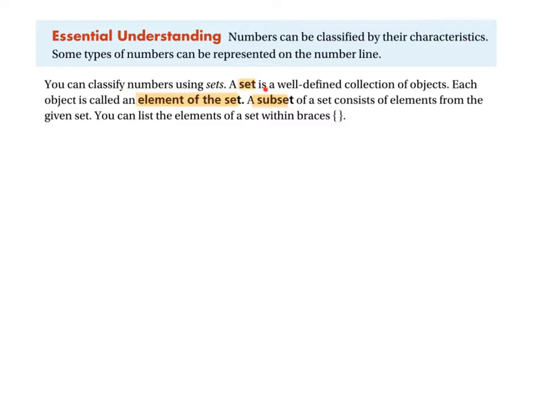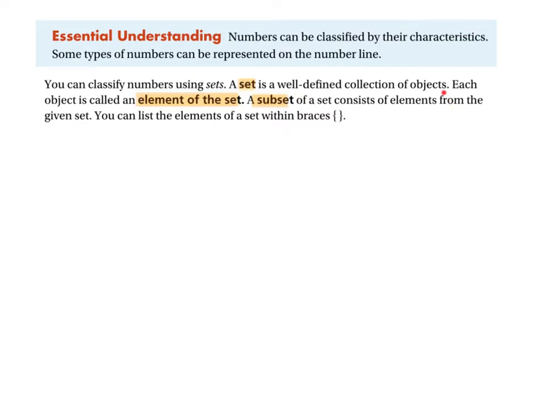A set is a well-defined collection of objects. Well-defined means we know when it's part of the set and when it's not part of the set. It's very clear that it either is or isn't. Of course, you have to understand it, but once you do understand it, you can clearly say whether something's in that group or not. Each object in the set is called an element. So all of the elements together make up the set. And of course, some elements in the set can become a subset of that given set.